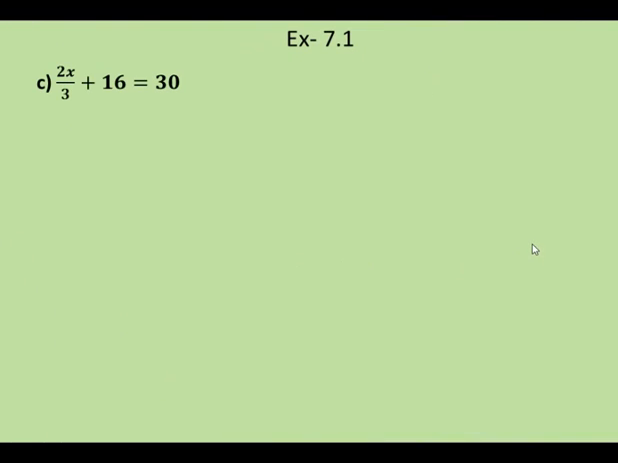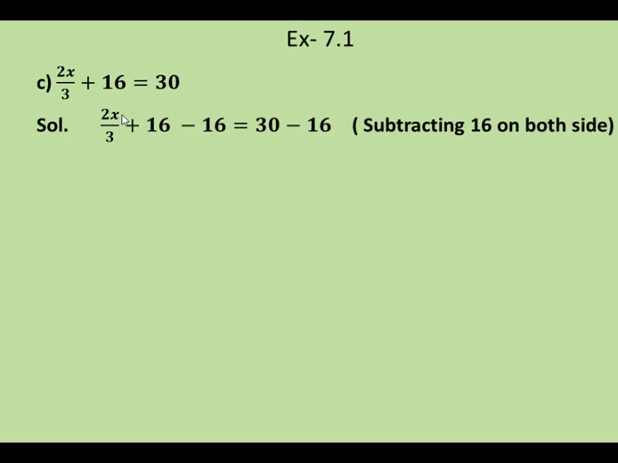Then we are in C part. 2x upon 3 plus 16 equal to 30. So here what we need to do is 2x upon 3 plus 16 minus 16. We have subtracted 16 on both the sides. 30 minus 16. So plus 16 minus 16 cancelled. What left behind? 2x upon 3 equal to 14. 30 minus 16 equal to 14.